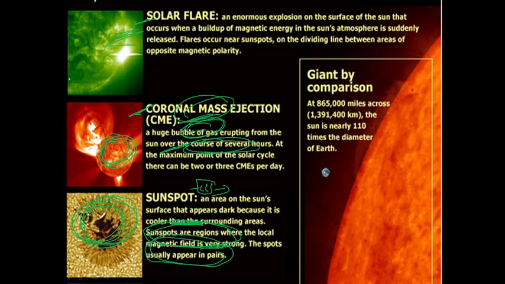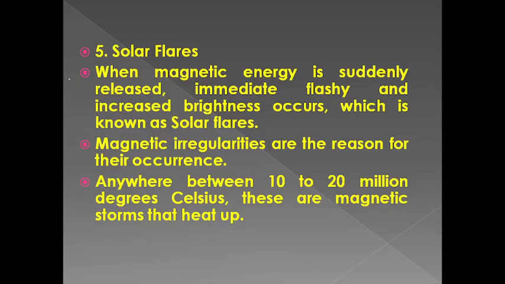Mostly these flares occur near the sunspots. When magnetic energy is suddenly released, immediate flashy, increased brightness occurs, which is known as a solar flare. This occurs on the surface of the sun, whereas CMEs, coronal mass ejections, occur outside of the sun.